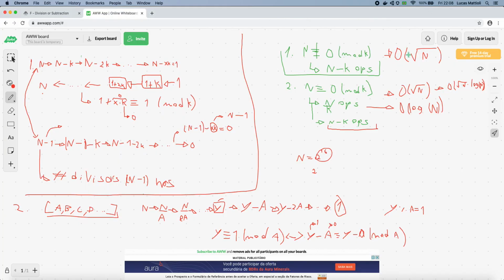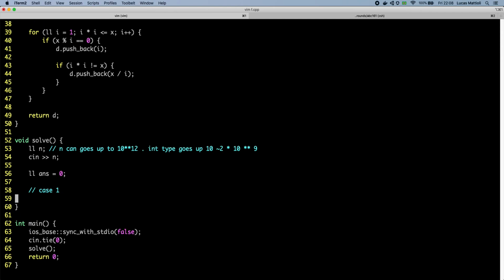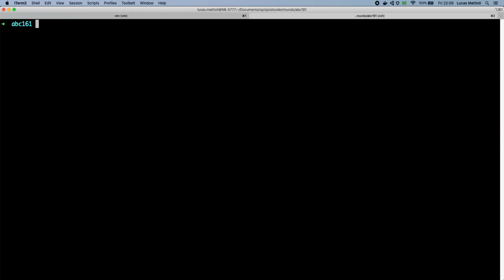So now we can calculate the first case, which is basically the number of divisors that n minus 1 has. For case 1, we sum the count of divisors of n minus 1. I don't remember if it's size, I think it's the size of the array, that is the number of divisors of n minus 1. So just checking whether it's okay.